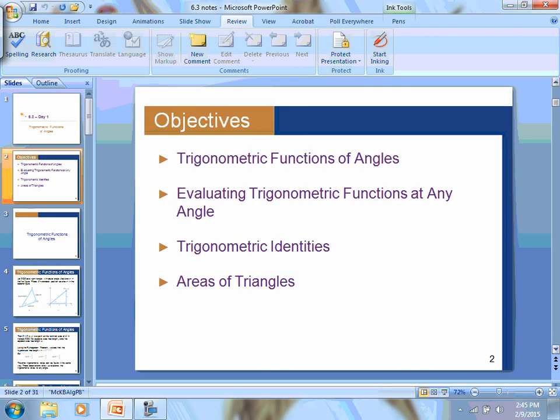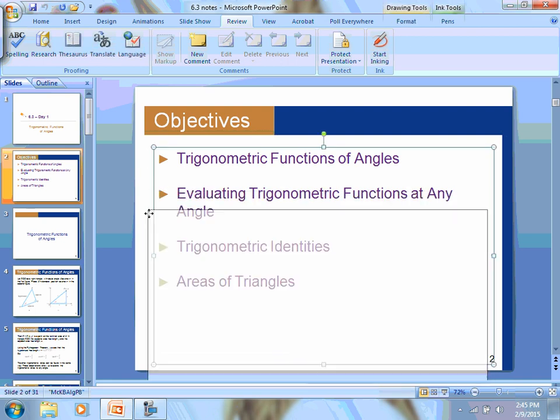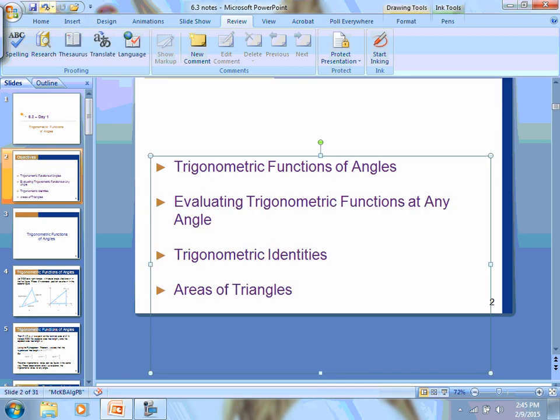And today we're going to talk about how to deal with trigonometric functions of angles and whether or not they're positive and negative. And then we're going to evaluate a trigonometric function of any angle. And so we're just going to be doing these top two objectives there.